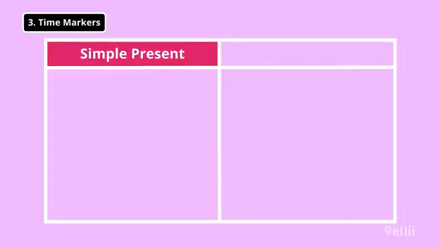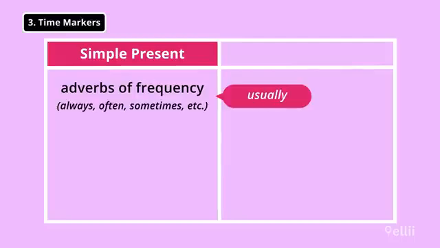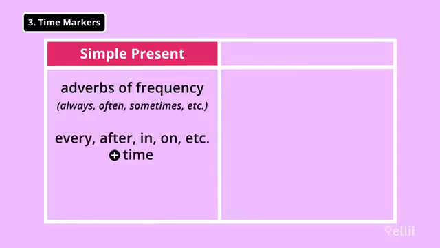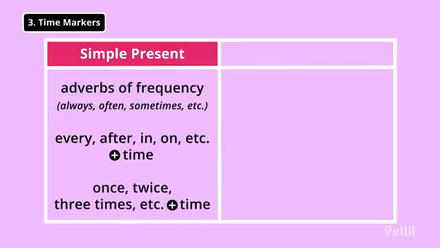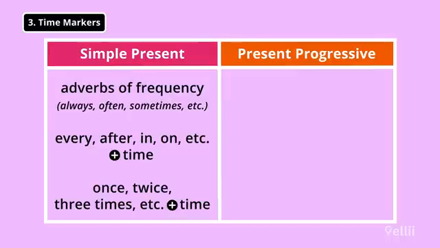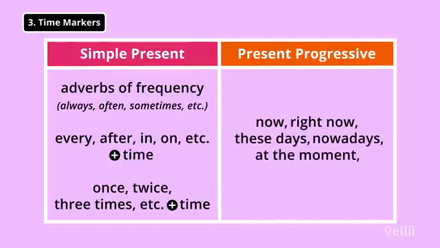Simple present time markers that are common in an English sentence include adverbs of frequency, such as always, often, usually, sometimes, almost never, etc. Expressions of time, such as every morning, after dinner, in the evening, on weekends, etc. And numerical forms, such as once a week, twice a month, 3 times a year, etc. Present progressive time markers include words and phrases that all mean now, such as right now, these days, nowadays, at the moment, and currently.